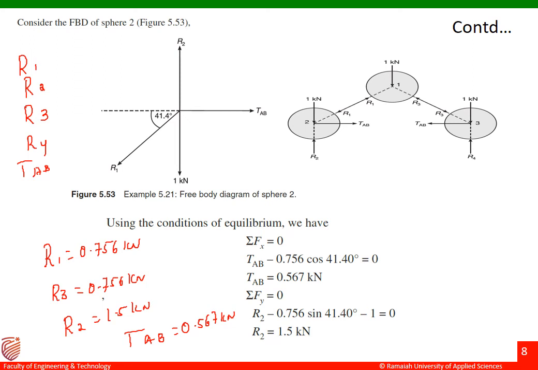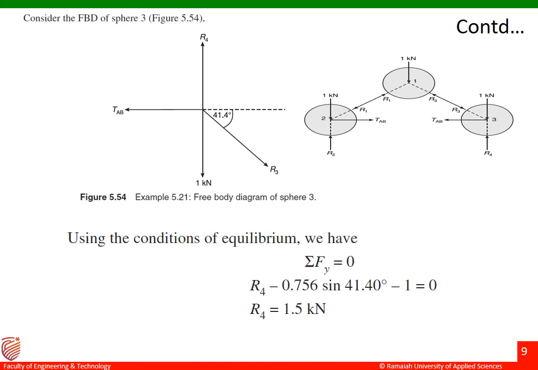So till now what we found out here? So we found out R1, we found out R2. So in this slide we found out TAB also, and then in the previous slide we found out R3. So what is remaining now? R4 is remaining. So we'll find out this R4 in the next slide. So now what we'll do, we'll write the free body diagram.